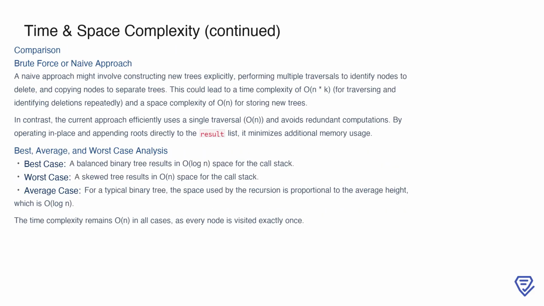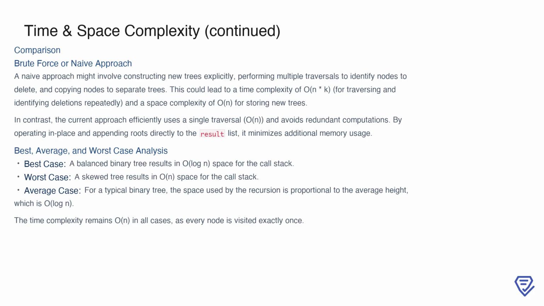Now let's compare this approach to a brute force or naive method. A naive solution might involve multiple traversals of the tree to identify and delete nodes, creating new tree structures along the way. This could result in a time complexity of O(n*k), where k represents the number of nodes to delete, since we may redundantly traverse parts of the tree for each deletion. The space complexity in such an approach would still be O(n) for storing the new tree structures, but the inefficiency of repeated operations makes it suboptimal.